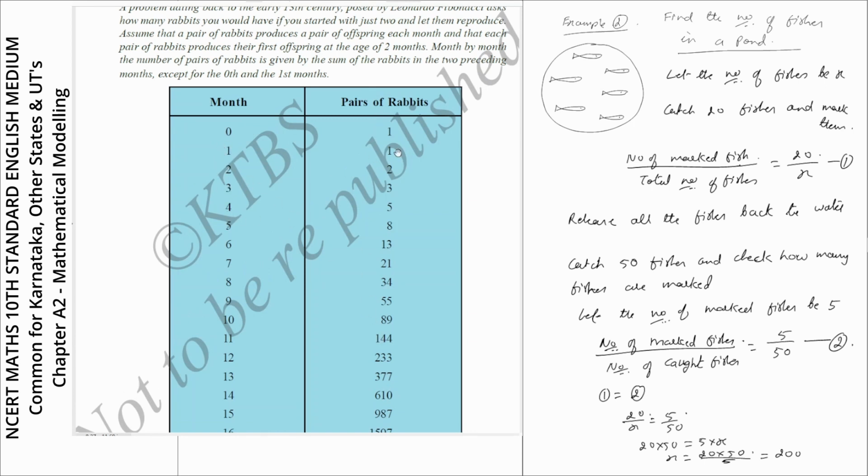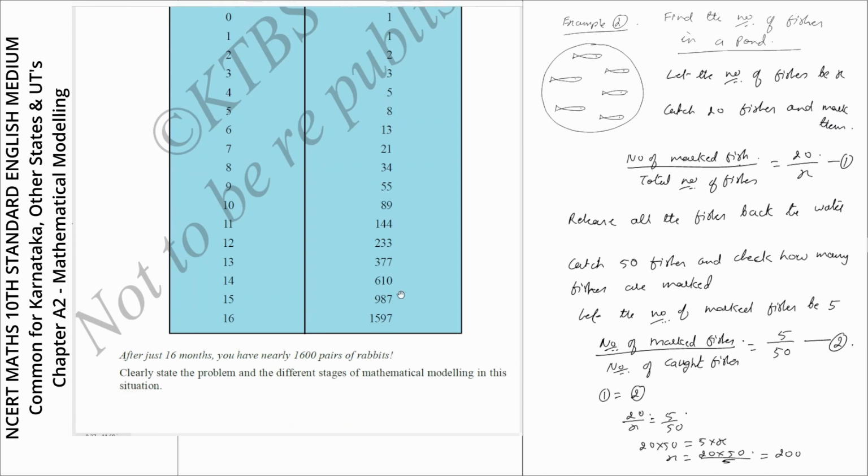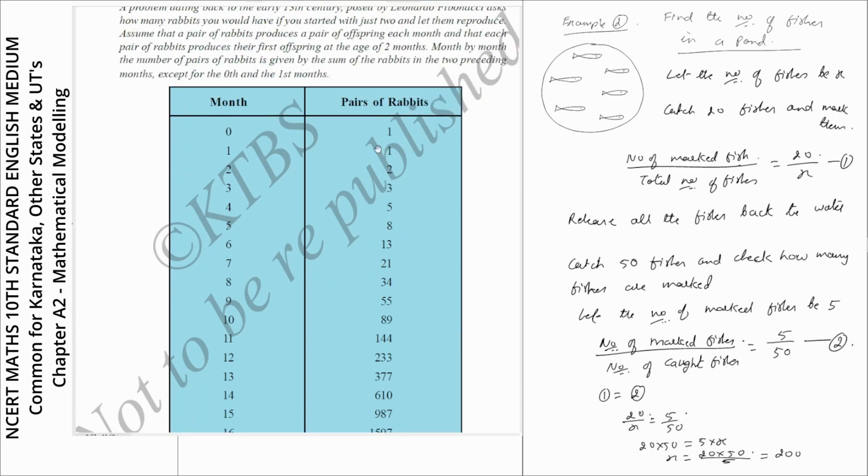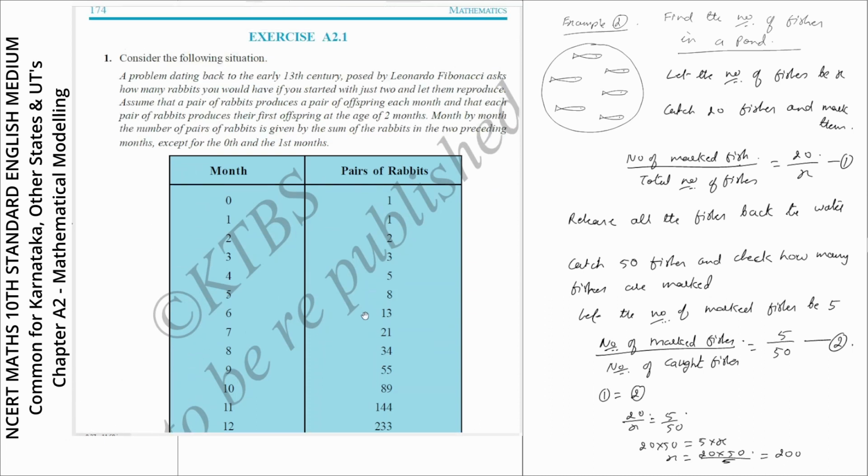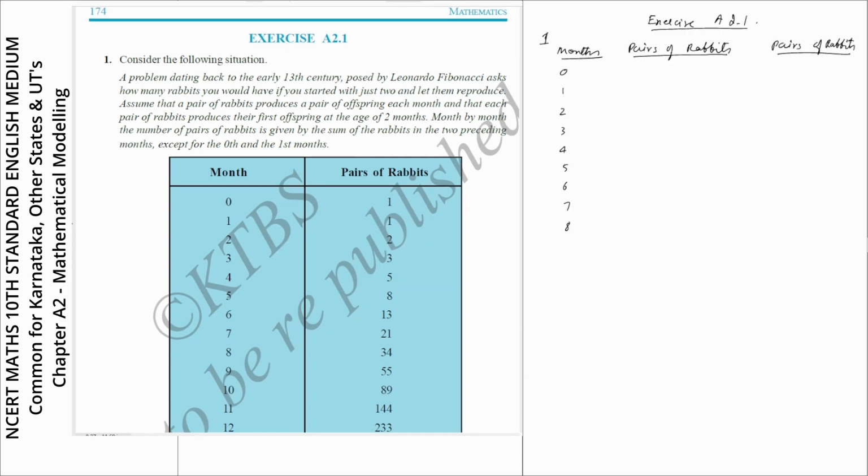After each and every month, the number of pairs of rabbits is given here. Suppose this last column, the pairs of rabbits, is not given, and we were asked to find the number of rabbits after some months. How do we proceed? That's the question. Let us see how to solve this problem.